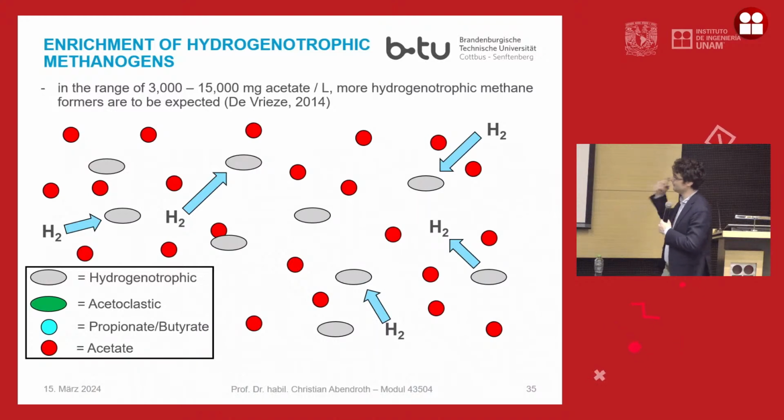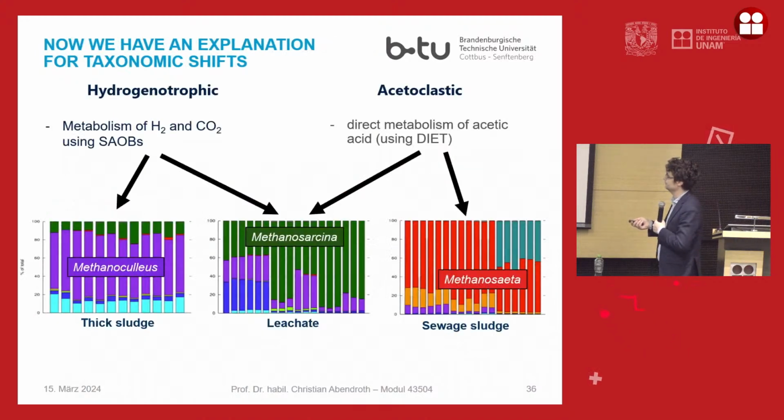Yeah, there's a very specific range at which we can work here. Usually between 3,000 and 15,000 milligram acetate per liter, we are counting on more hydrogenotrophic archaea, and usually the acetoclastic ones are suppressed at this range of acetate. Okay, I think now we understand this even better than before.